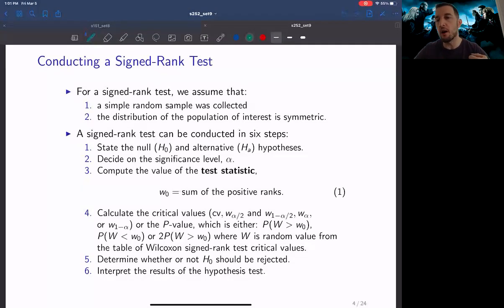On step 3, we have the computation of a test statistic, which is the sum of the positive ranks. We're going to look at an example of how this works momentarily. And then on step 4, we can use either a critical value or a p-value approach to determine if we have evidence for or against the null hypothesis. In this lecture set, we will actually talk about the derivation of the sampling distribution of the test statistic. We are going to define the sum of the positive ranks and then show how we can use this to determine how the test statistic is going to behave.